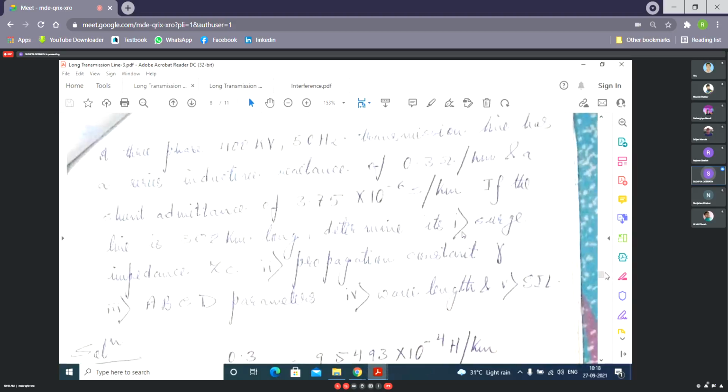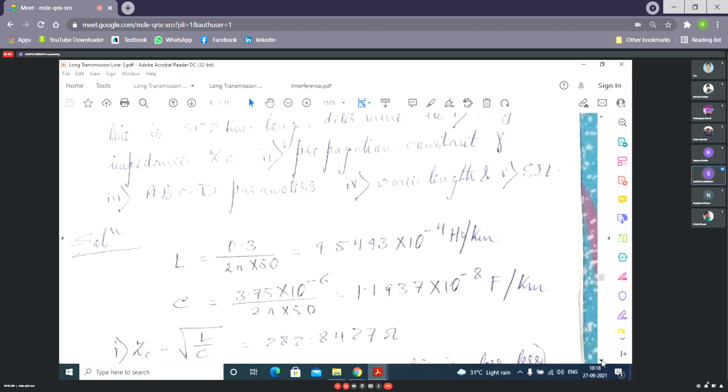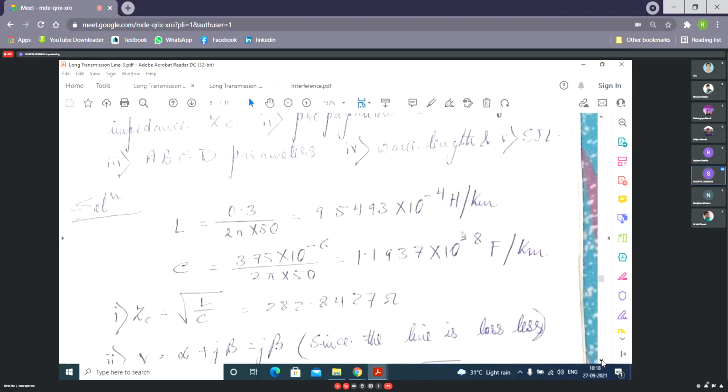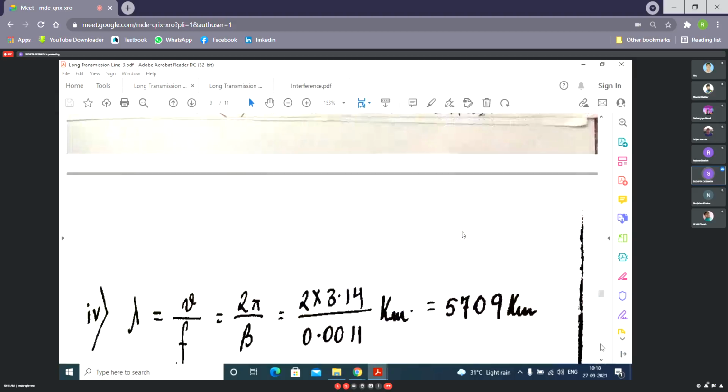So here a transmission line having inductive reactance, this one and this one. So again you don't have any resistance. The length of the line is given. You have to find all the constants: ZC, gamma, ABCD parameters, lambda and SIL. L is given, C is given. So you can find out ZC as root over L by C. You can find out gamma. Alpha is not there, so it is simply j omega root LC.